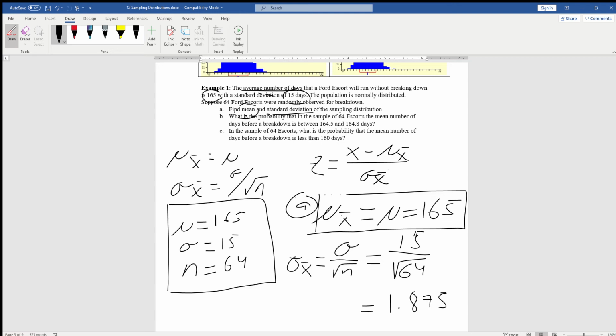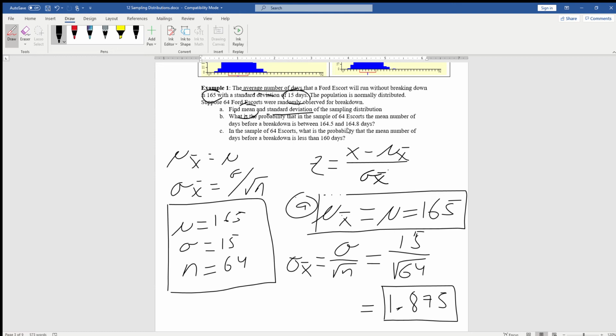If we punch that into our calculators, that's going to be 15 over 8, which I think is 1.875. Now I'm going to verify that using my calculator, which apparently I just dropped on the keyboard. So we have 15 over 8, and I got 1.875. All right, so that's for letter A. That's the mean and the standard deviation.